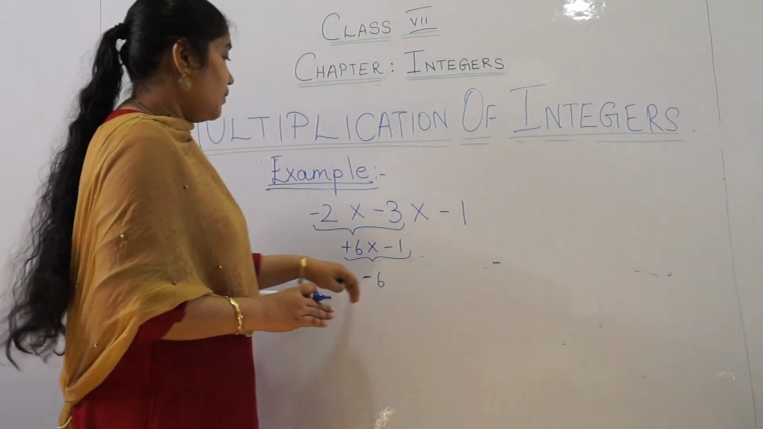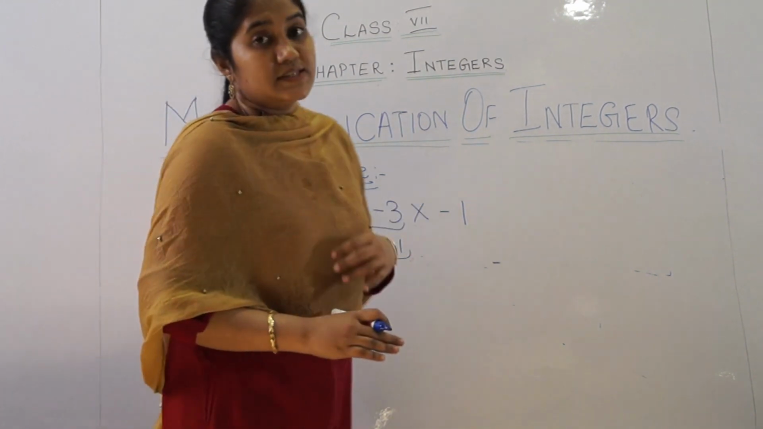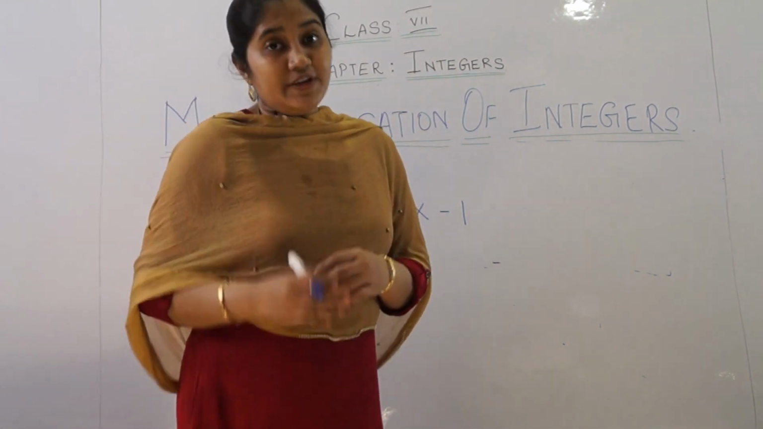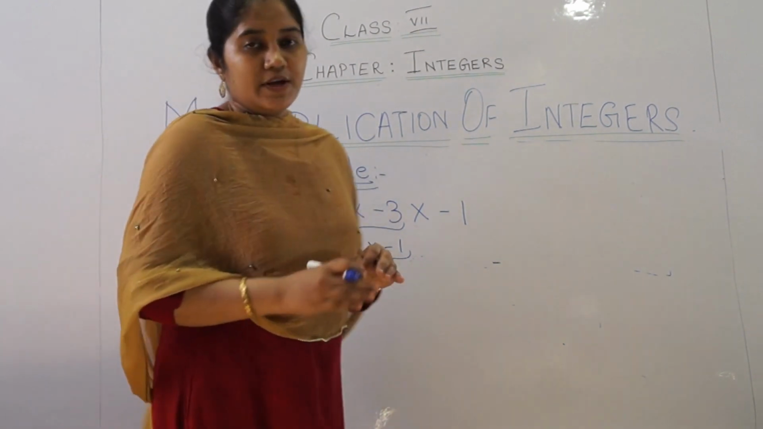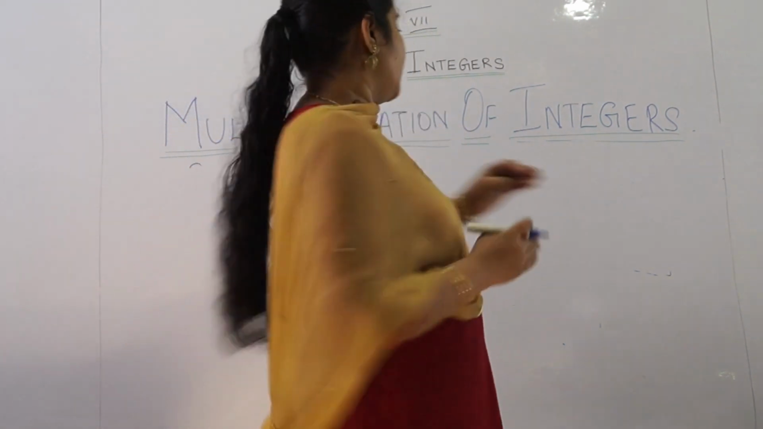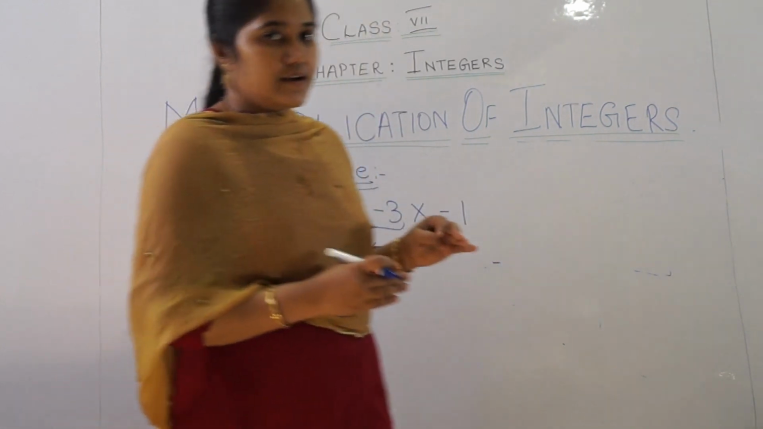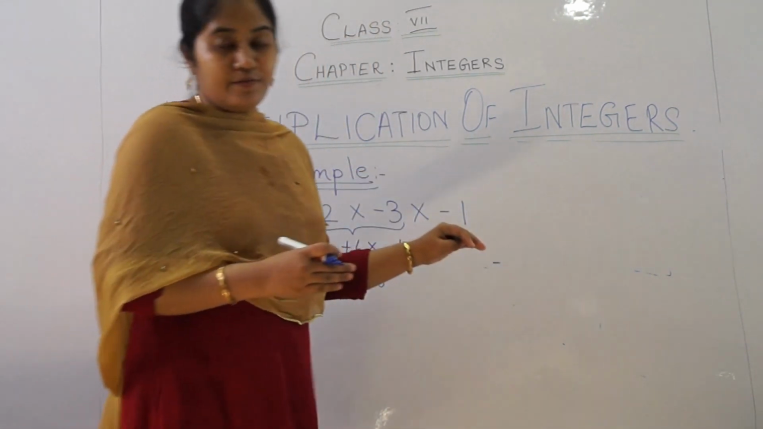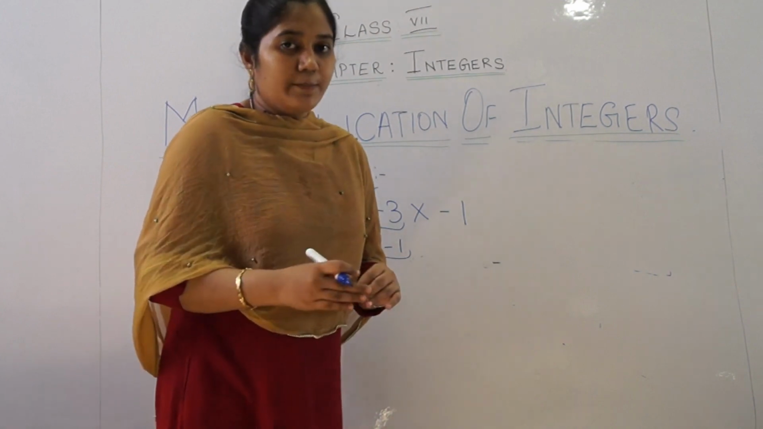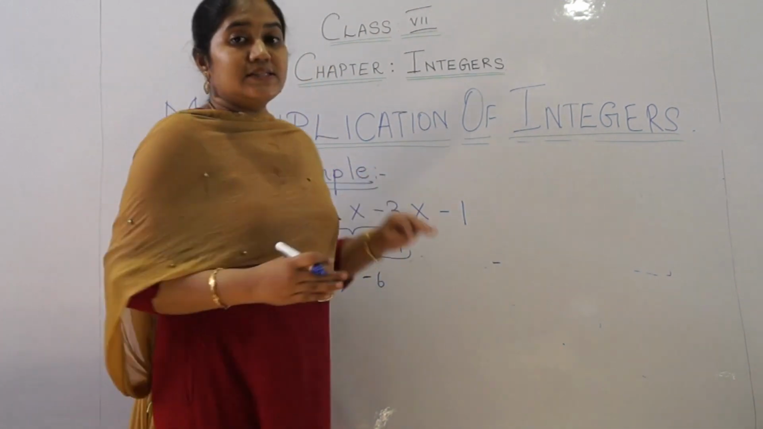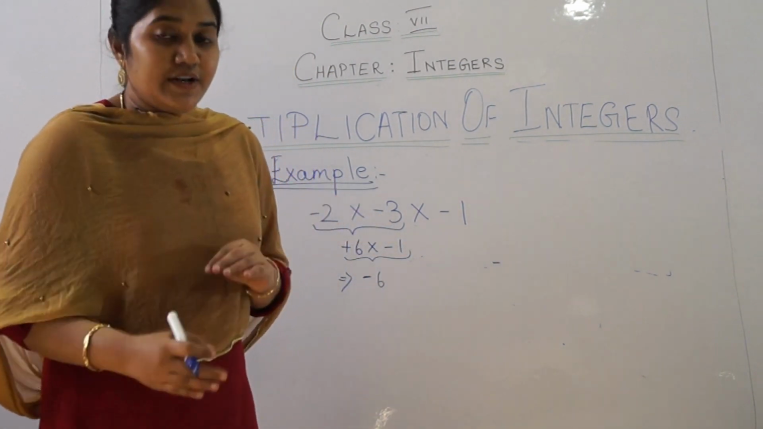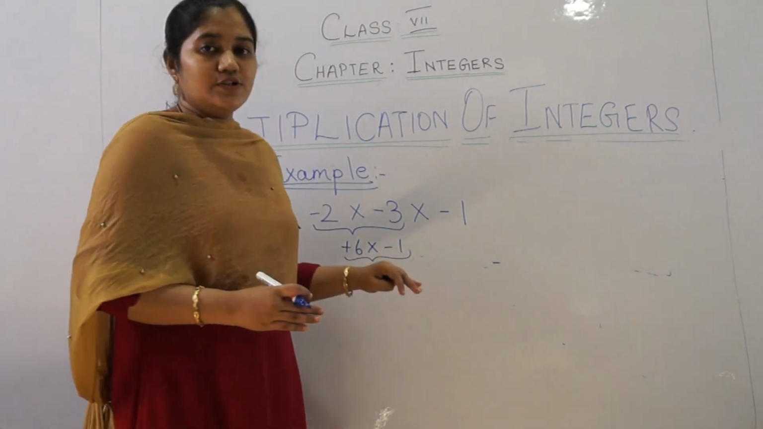Suppose the number of minus signs was an even number, then your answer is going to be a positive number. This is a much easier method so that you will not make any mistakes in your calculation. So just count the number of minus signs. If it is an odd number, your answer is going to be negative. If the number of minus signs is an even number, then your answer is going to be positive.